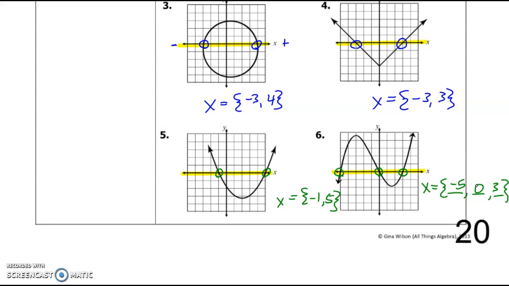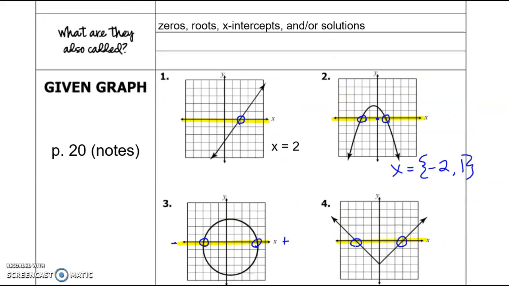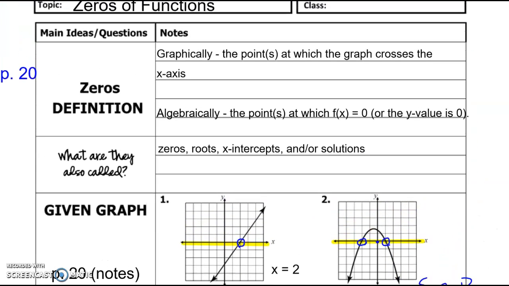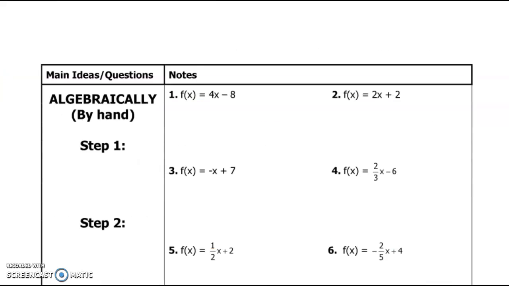So that's how we solve it graphically. Let's go back up to our definition. Algebraically, what we're going to do is let our equation equal 0, the point at which the equation is equal to 0. All right, let's go to page 21. We're just going to do numbers 1 through 4 together. All right, so we're going to take our step 1 and set the equation equal to 0.